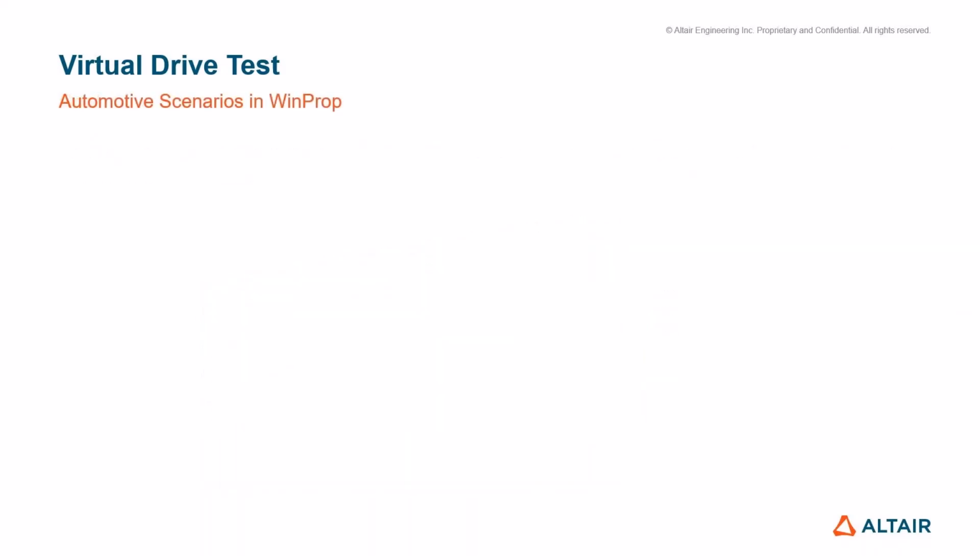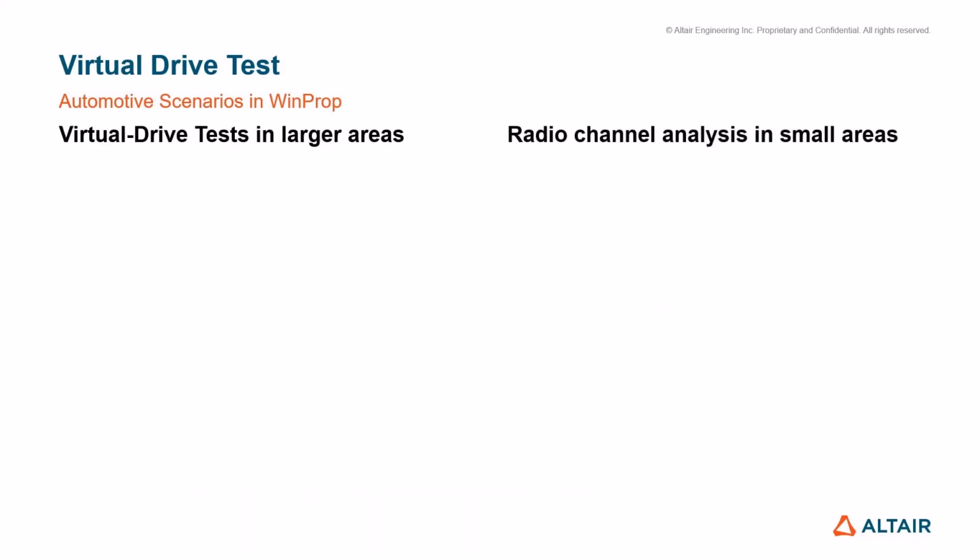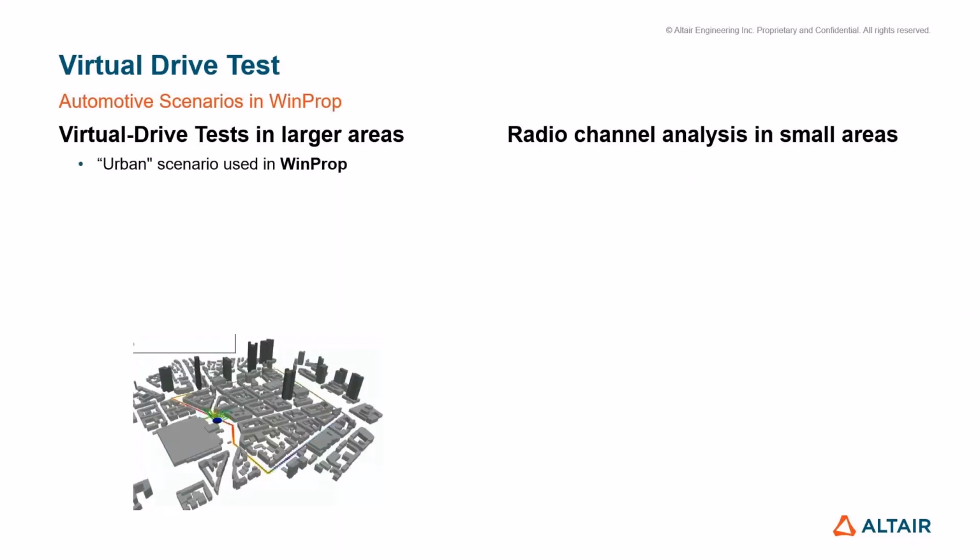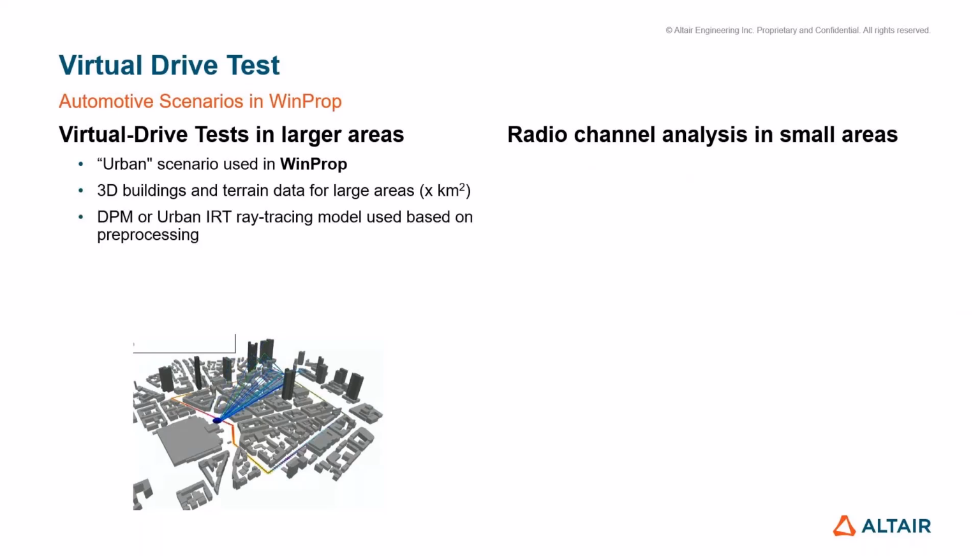So automotive scenarios in general in Winprop, we have two different types. The first type is when we are trying to perform a test in a relatively large area. And the second one is when the radio channel analysis is of interest in smaller areas. Starting with the large area scenarios, this is what we would call an urban scenario in Winprop terms. And in this case, the buildings and the terrain data can be included in our simulations. This can be performed over an area with multiple kilometers square of size.